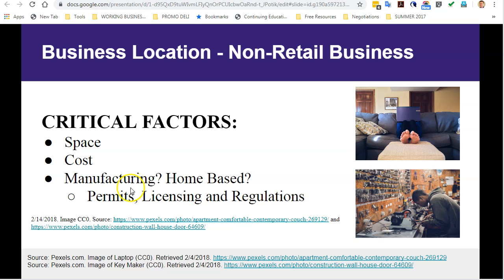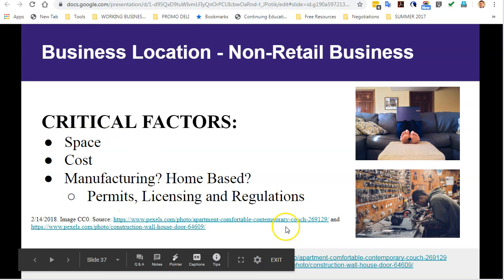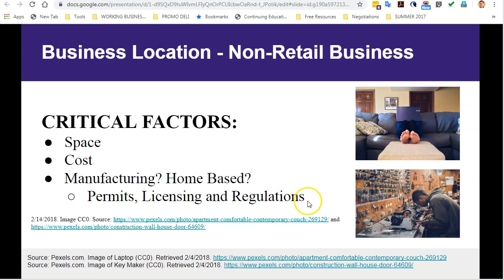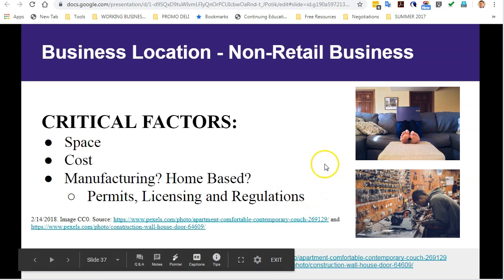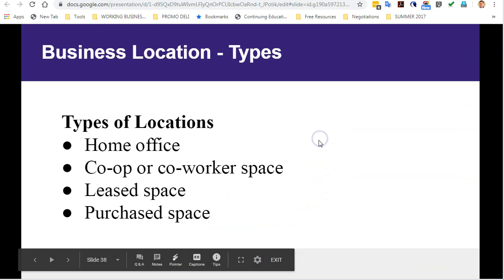So the questions that you want to ask are, what things can you manufacture in your home, and what things are available for you to do if you run your business out of your home? So this is definitely a different consideration with the rules and regulations. What are the permits and licensing and regulations, and how are they different for retail businesses versus non-retail businesses?